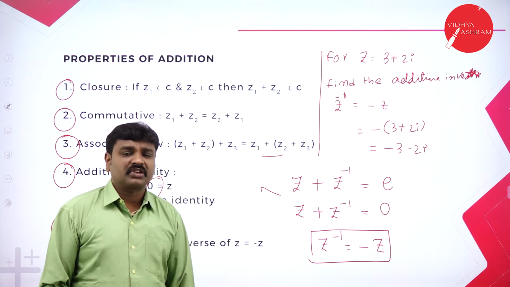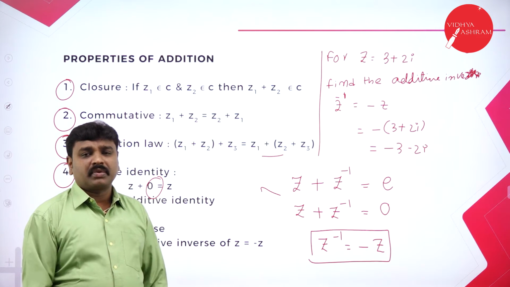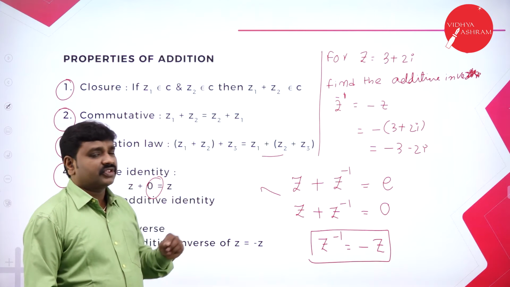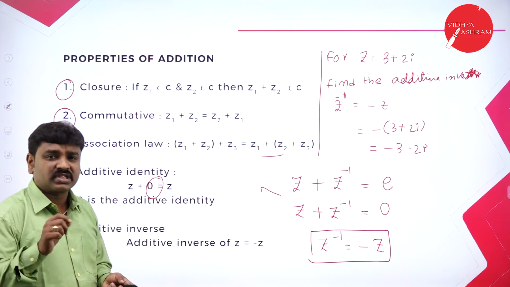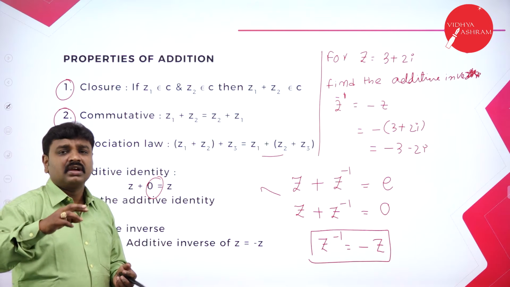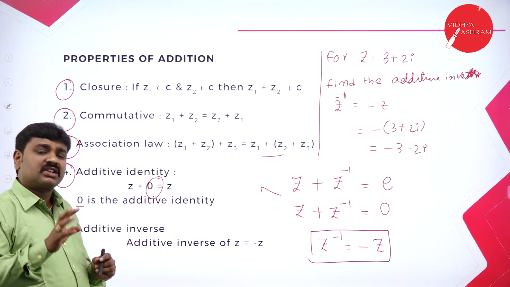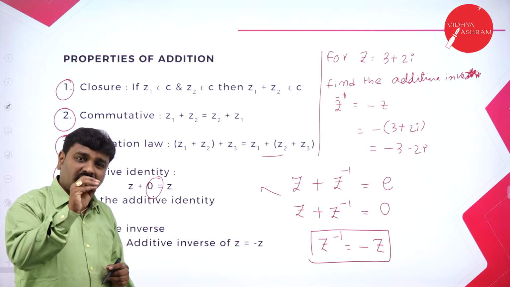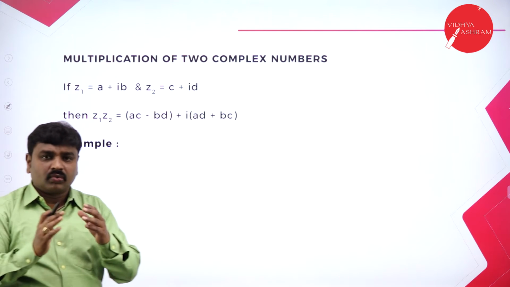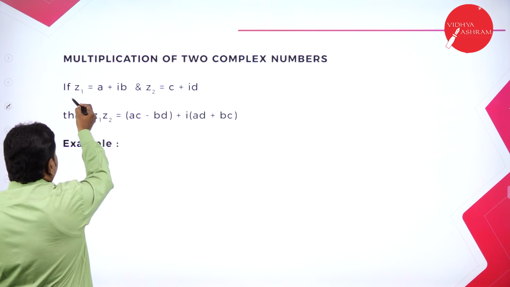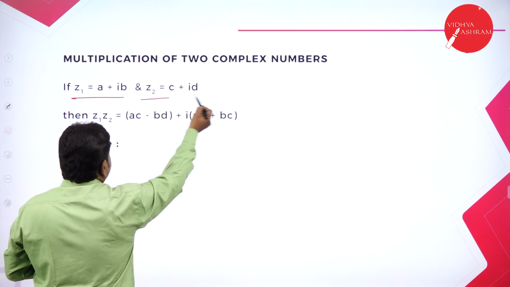How to add two complex numbers? Add the real parts, plus i times the sum of the imaginary parts. Similarly for subtraction, you subtract real and real, plus i times subtract imaginary and imaginary. Addition or subtraction can be done like normal algebra. Okay, now let us discuss multiplication of two complex numbers. So let us multiply z1 is equal to a plus ib and z2 is equal to c plus id.